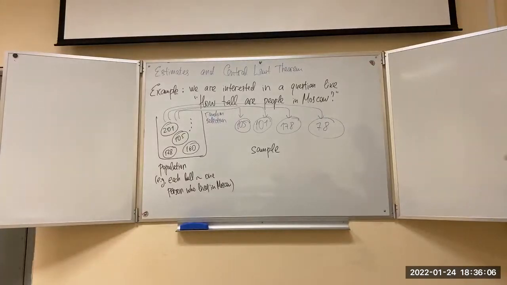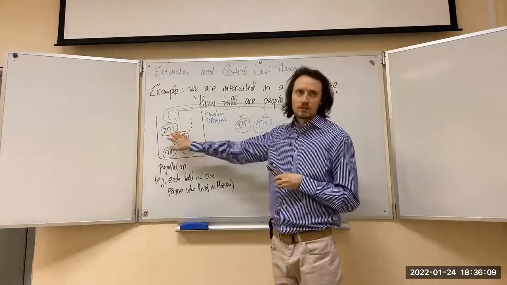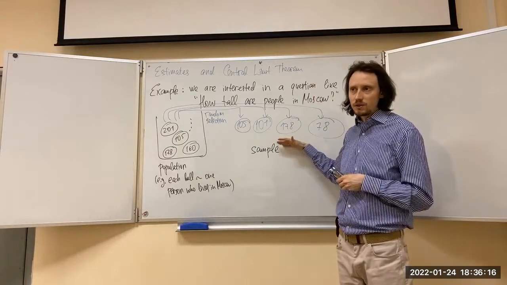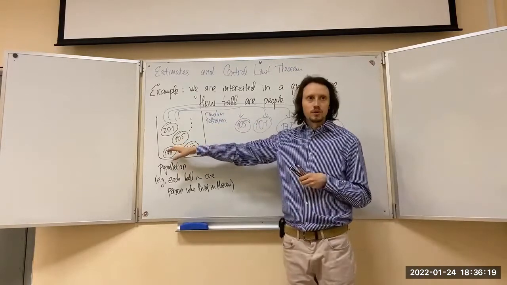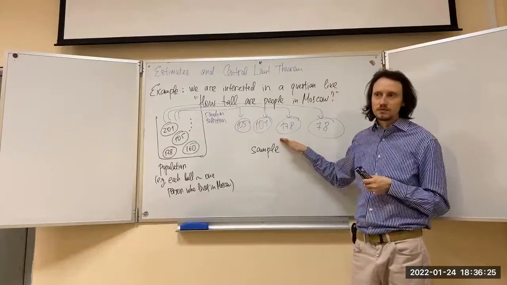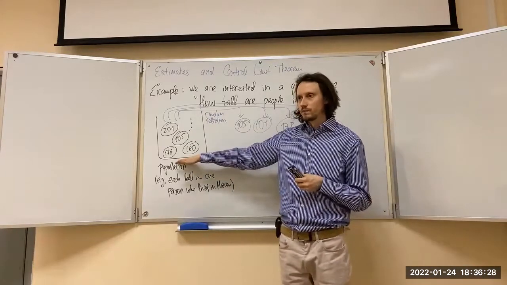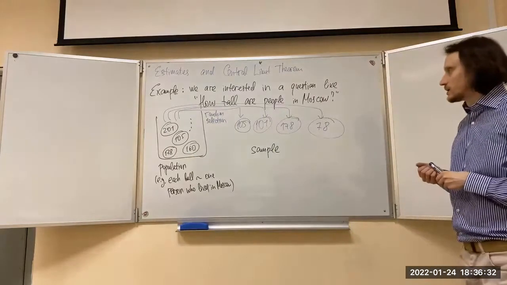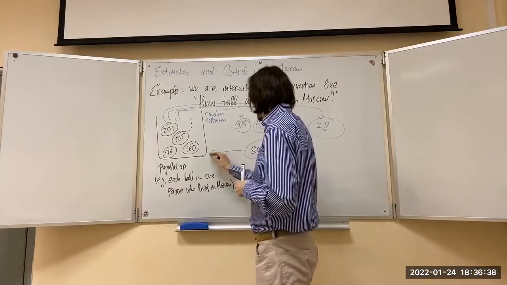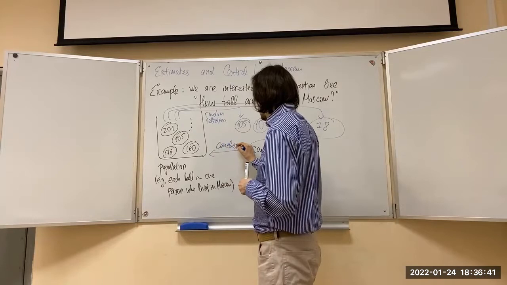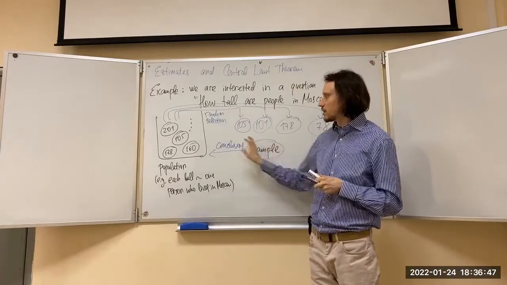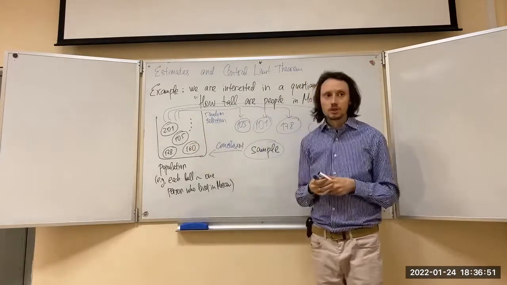And if we are interested in some properties of this population, we will look at the sample and try to analyze this sample in order to answer questions about population. What is very important is that we are basically not interested in the sample itself. We are interested in population. So we analyze the sample, and we want that the conclusions that we make by analyzing the sample be applicable to the population.